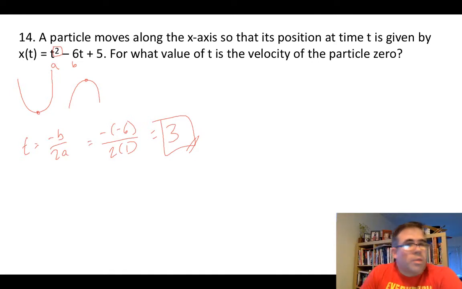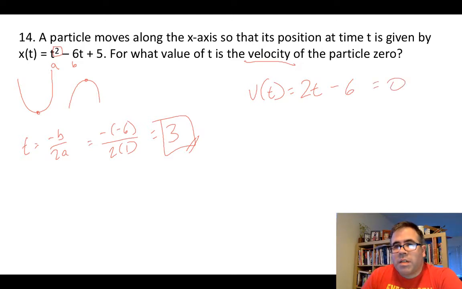Let's say we don't, or we forget. We can always forget stuff. So if we're looking for velocity equal to 0, well, that's the first derivative of the position function. So our velocity function, we're going to take the derivative of the position function. Derivative of t squared is 2t. The derivative of -6t is just -6, and the derivative of 5 is 0. So you have this. We want the velocity equal to 0. Set that equal to 0, 2t equals 6, and t equals 3. You get the same thing either way again.